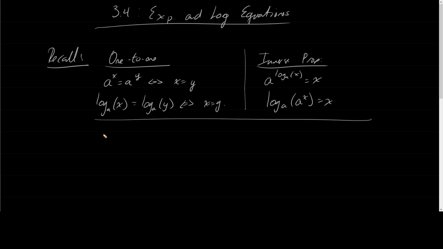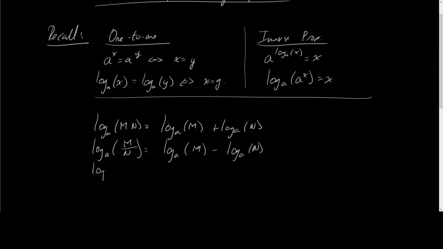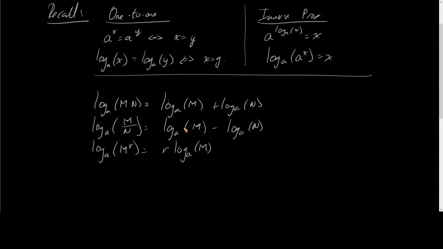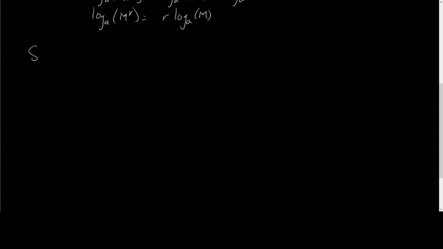So the log properties were that if I had log base a of m times n, I get log base a of m plus log base a of n. If I had log base a of m over n, we end up with log base a of m minus log base a of n. And finally, if I have log base a of m to the r, I end up with r log base a of m. All right, so these properties, the one-to-one as well as the inverse, as well as the properties of logs, are going to help us solve a bunch of these equations. So let's start easy, and then we'll slowly come up with harder examples.